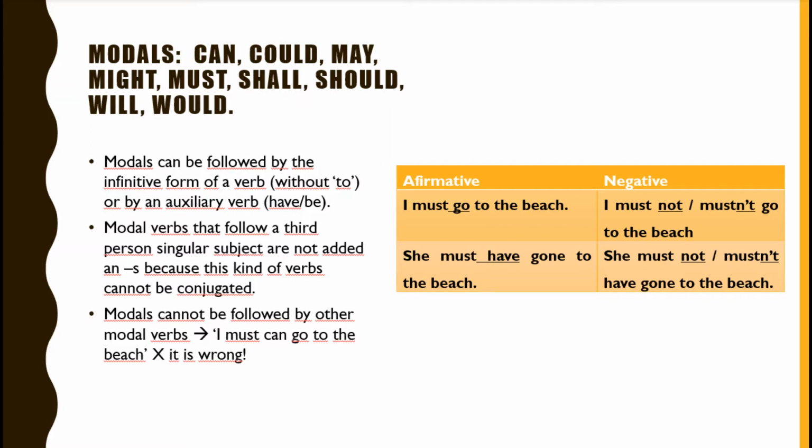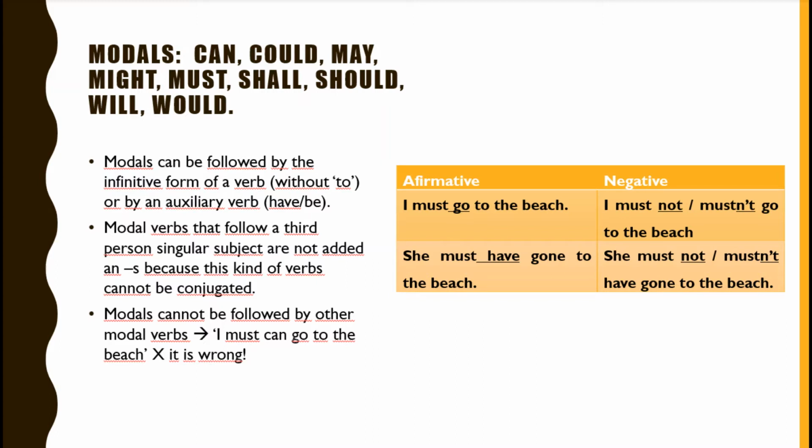Also, you can observe that we haven't added an s to the modal verb. And this is because when the modal verb follows the third person singular, she or he, the s is omitted because this type of verb can't be conjugated.